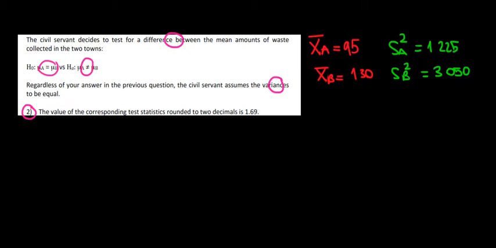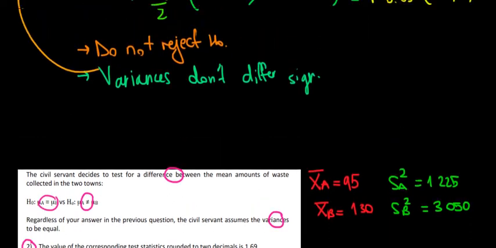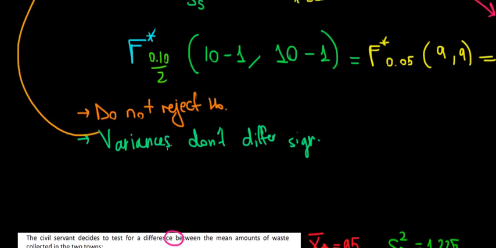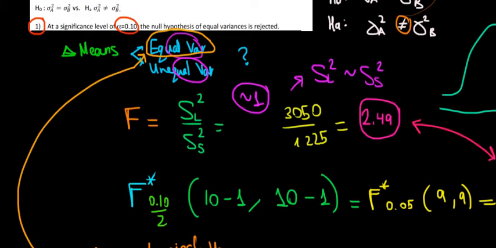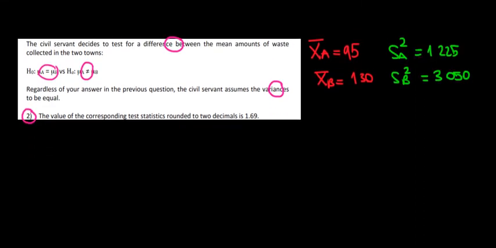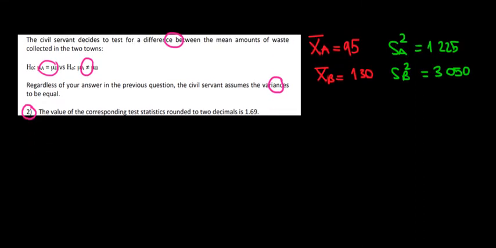Now, let us not ignore question 1, because we'll see that what we did was right. So over here, we said that the variances don't differ significantly, and we claim that we're gonna assume equal variances. That's why they probably want us to assume equal variances, because it's the right assumption. Now, with that said, let's see what the test is.